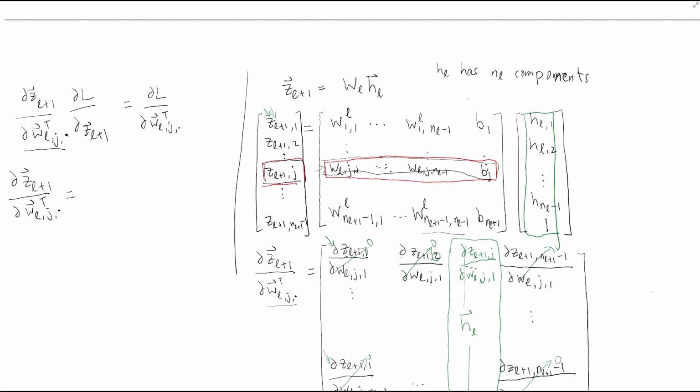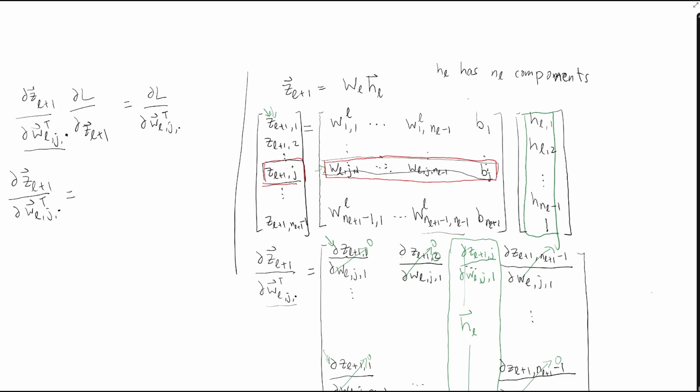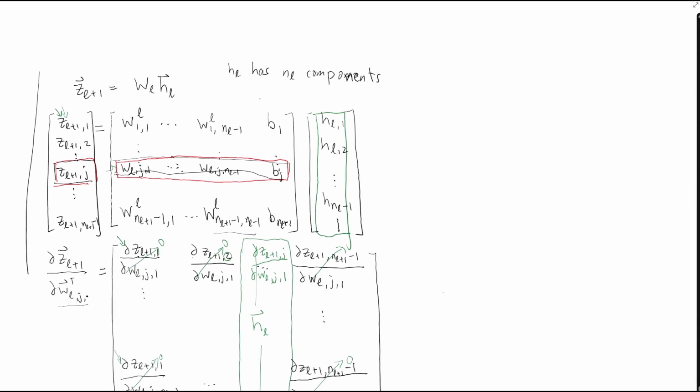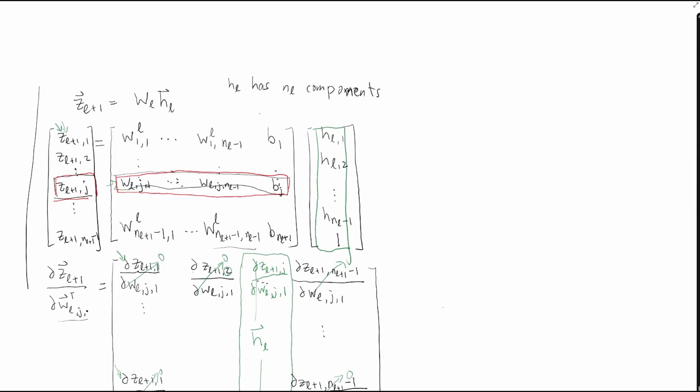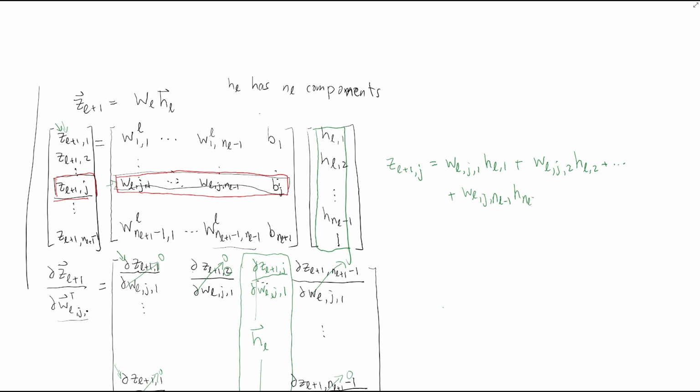Okay, so maybe we can, yeah, I guess we can write this down as well. So, just kind of running out of room here. Maybe I'll scroll over here. So ZL plus 1, comma J equals WLJ1 times HL1 plus, I'm just doing this inner product over here, WLJ2, HL2 plus, and so on, right? All the way to WLJ and L minus 1 times H and L minus 1, and finally plus BJ times 1.